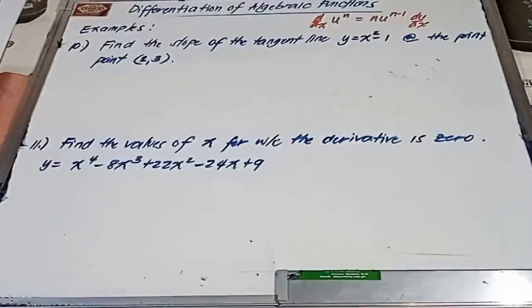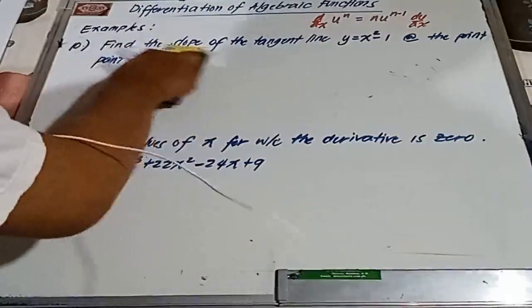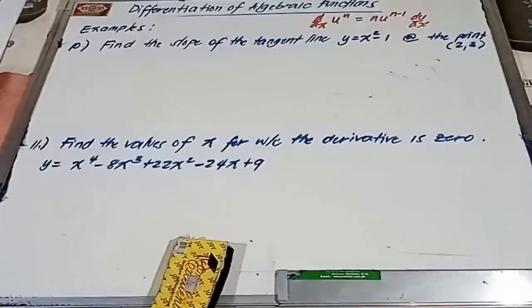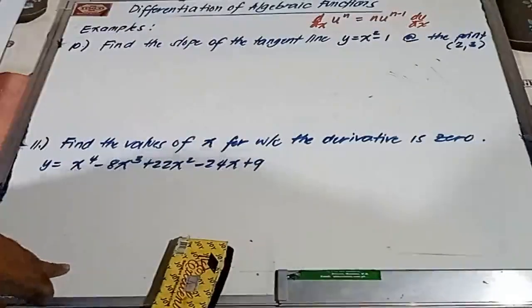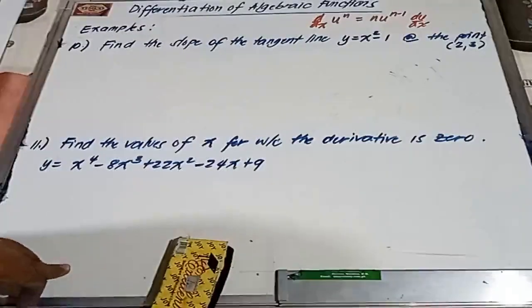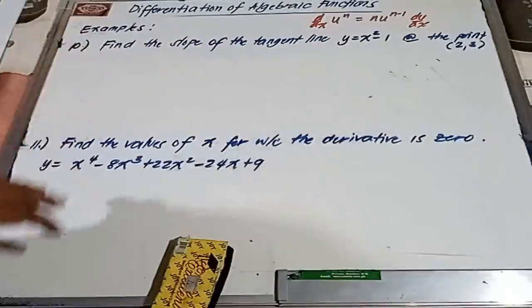So I have here the last two examples on the differentiation of algebraic functions. Find the slope of the tangent line of y equals x squared minus 1 at the point (2, 3). Ibig sabihin, specific, ang pinapakuha sa ating slope ay doon mismo sa tatamaan ng ating function na y equals x squared minus 1 sa point niya na (2, 3).